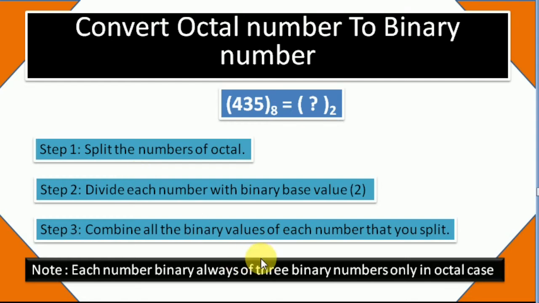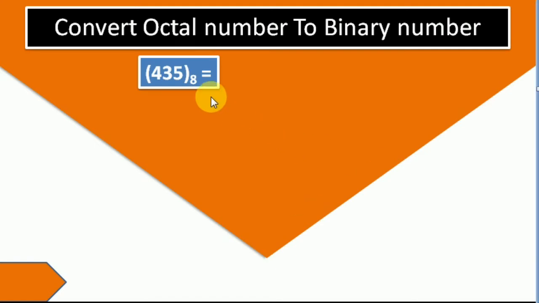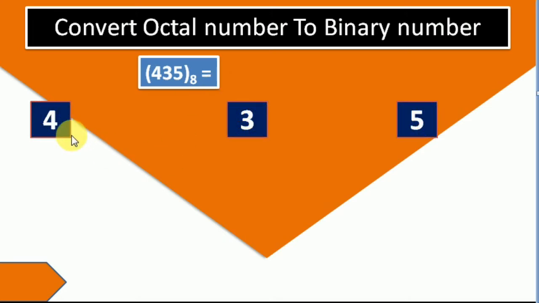Each binary should always be a group of 3 binary digits, for 4, for 3 and for 5. You have to check that also. I'm going to explain that in the next slide. Same number 435, an octal number, we are going to convert that. What we have done, we split those numbers, 4, 3 and 5 are split. Now what is the next step? Divide this 4 by 2, divide this 3 by 2 and divide this 5 by 2.